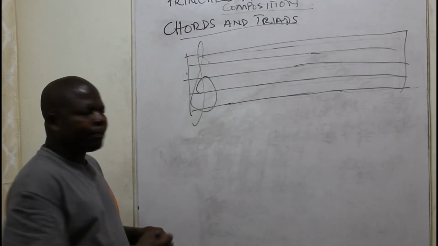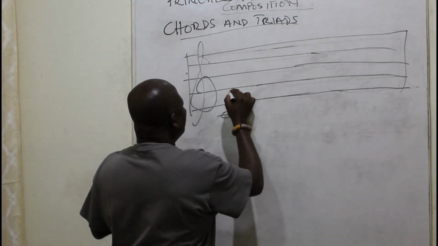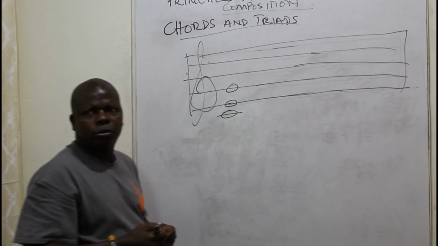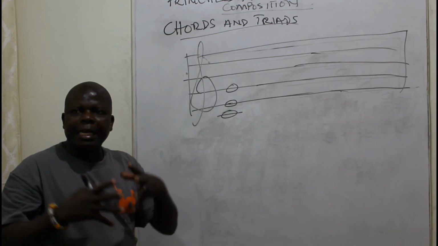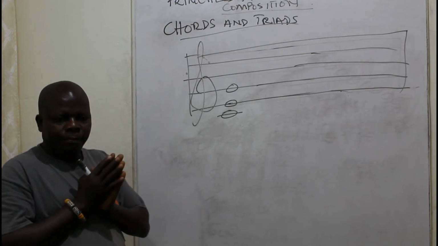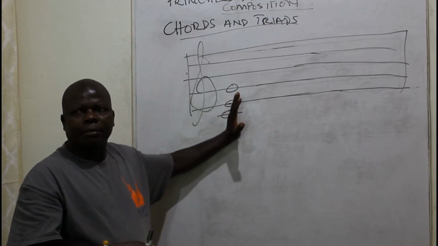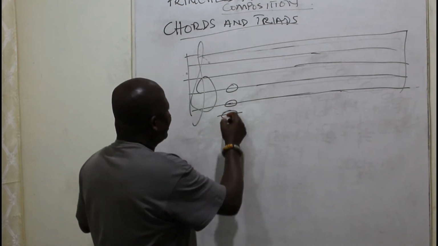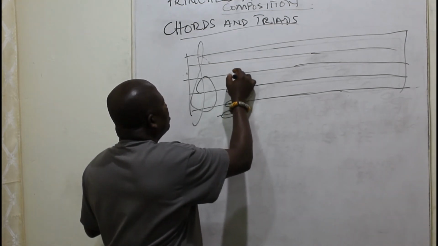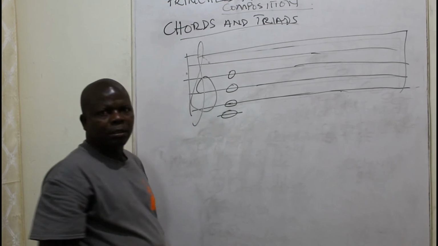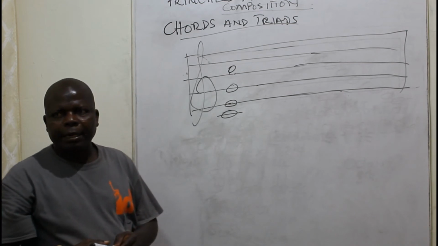For example, you can build a chord like this: 1, 2, and then 3. These are chords. It means that anytime you want to play, you play them together at a time. So these are chords, and they are 3 notes. You can get chords like this, or repeated like that, or this.